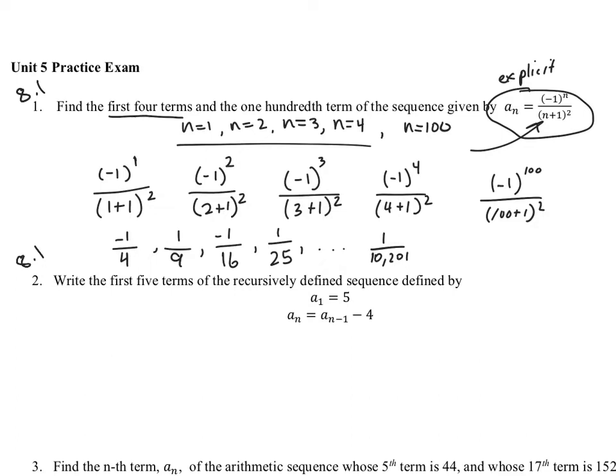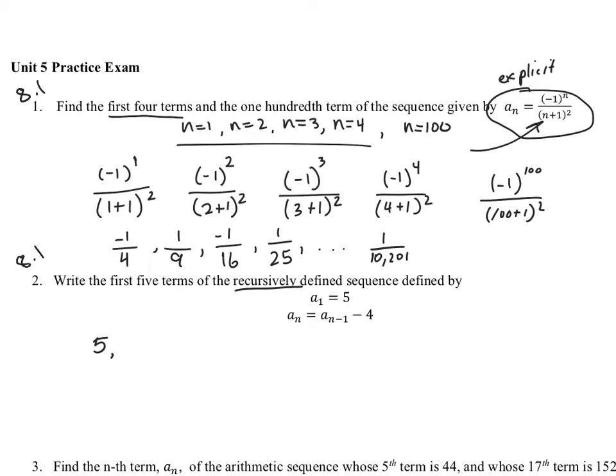The second type of formula, here in question 2, is what's called a recursive formula. And it will always tell you at least the first term. That's what a sub 1 is right there. It tells you the first term is 5. And then this part of the recursive formula says that any term, that's what a sub n means, any term is found by taking the term in front of it, that's what a sub n minus 1 means, and then you subtract 4.